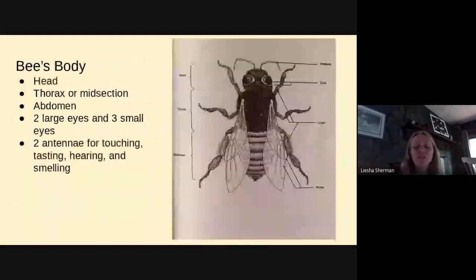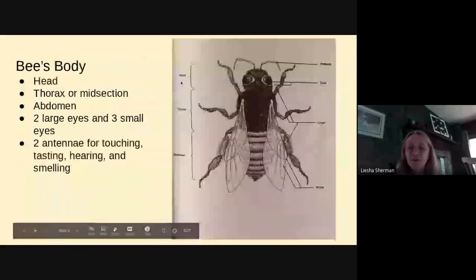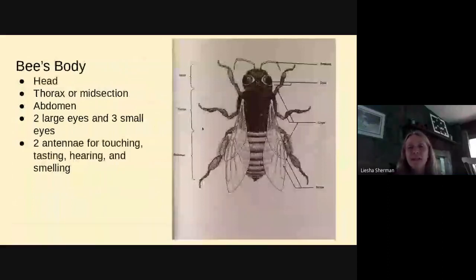So if we were at school, it would be so cool because you guys would each get your own bee to look at and you would look for these different body parts. So you would look to see it's an insect, so it's divided into 3 parts. And you would find where the head is, where the thorax or midsection of the bee is, and where the abdomen is. You would notice the eyes. The bee has 2 large eyes and 3 small eyes, those little eyes right there in the middle.